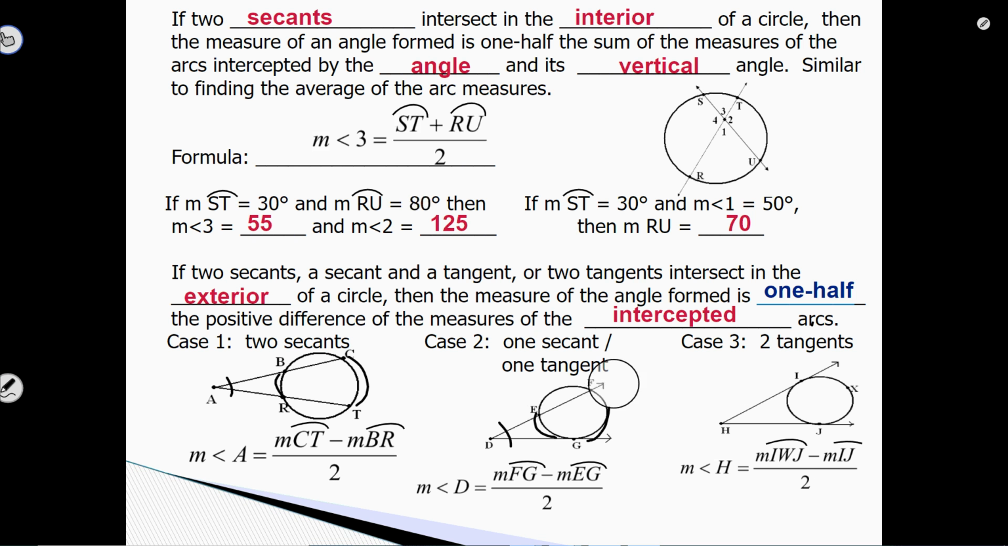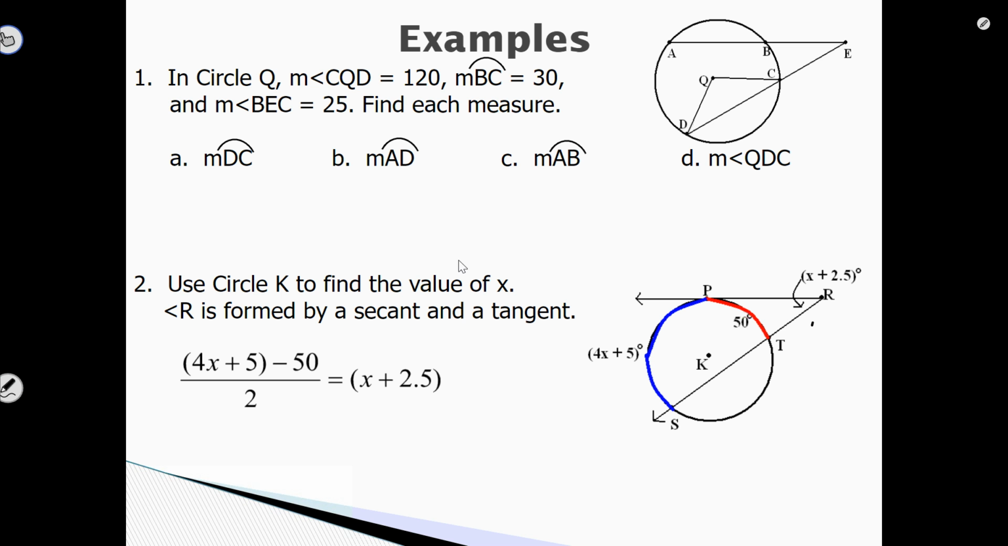Okay? Alright, so now that we have gone over all of these theorems, let's try a couple of examples using these rules. Okay, so example 1. It says in circle Q, the measure of the angle CQD, this angle right here, is 120 degrees.